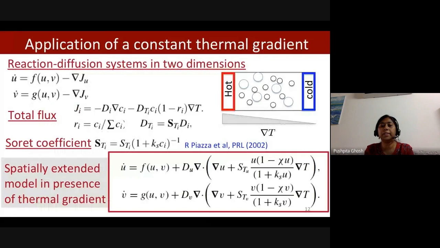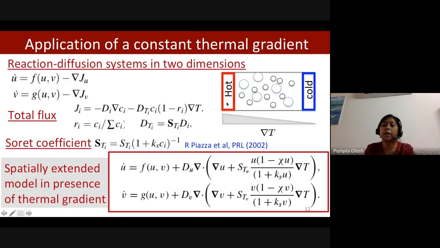If we think about it in a reaction diffusion framework in a two-dimensional setup, this is the space-time evolution equation, where you have u and v, two species, let's say, which follow reaction kinetics f and g, and there are fluxes of these species, J_u and J_v.